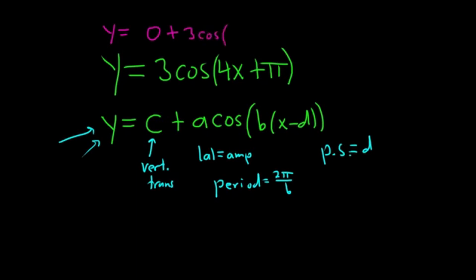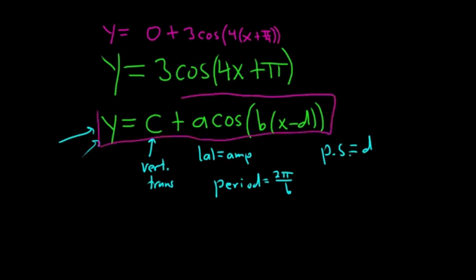And then we can pull out a 4. So 4 parentheses x plus pi over 4, parentheses, right? So now we've made it fit this form that is down here. Okay, so let's go ahead and find everything.